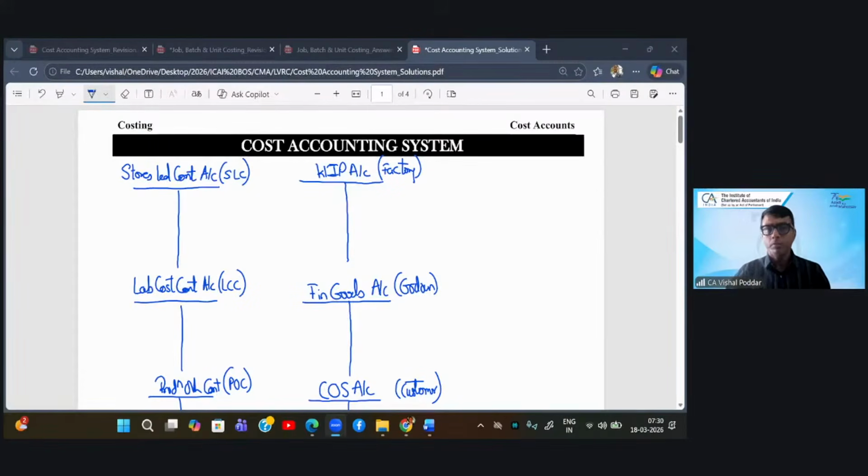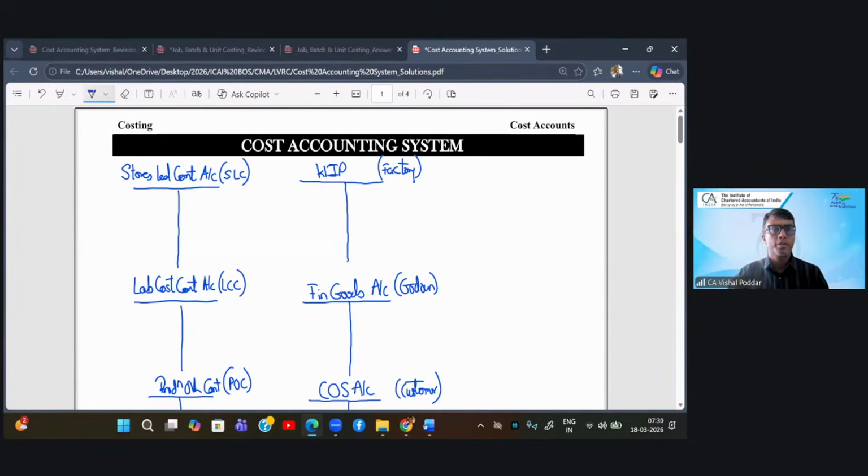So just be comfortable with the names. The moment you are comfortable with the names, then you will go to the second step, which is again the technical part, that is understanding the entries. Now, when it comes to all these accounts, work in progress, I've already given what this account represents.